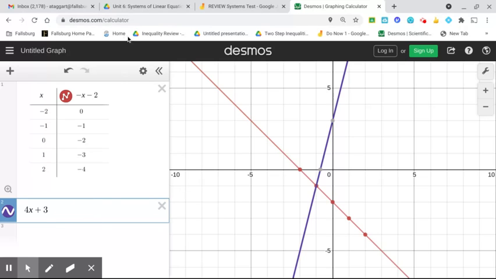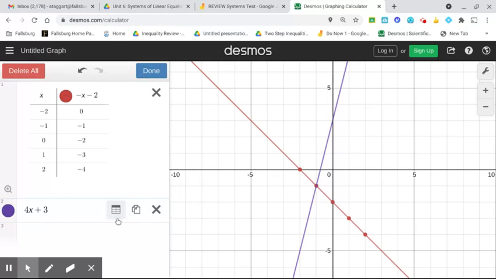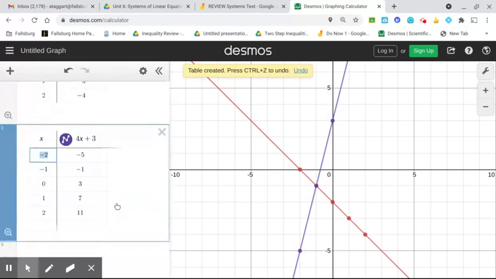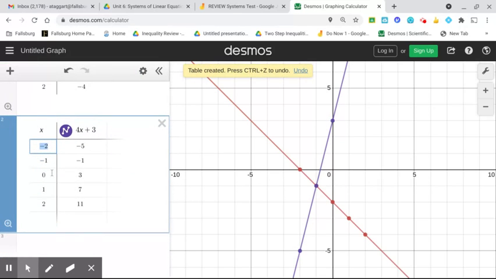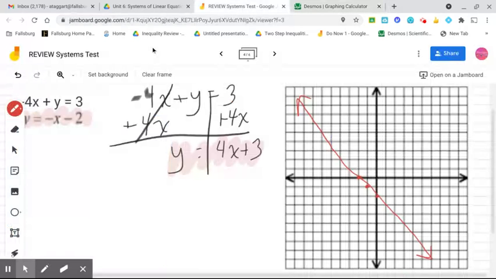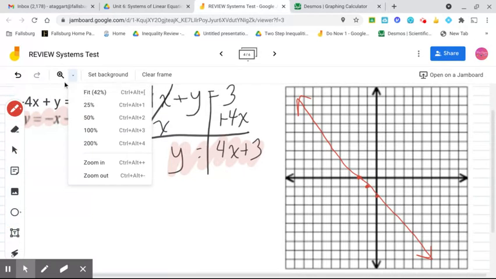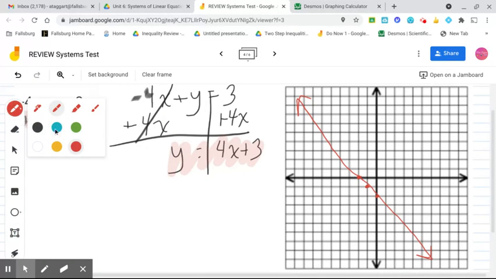So when I come here, I have my graph. And here are a couple points: -2, -5, -1, -1, and 0, 3. I'm going to plot those points. So I'm going to come back here. I'm going to change color just so I can see the difference between my two lines.